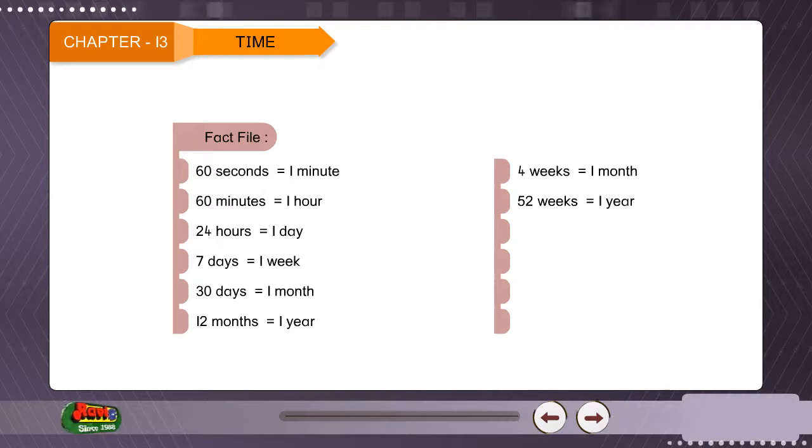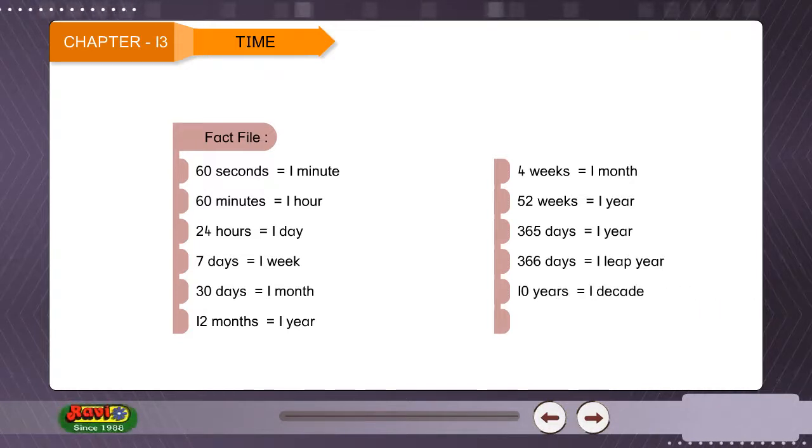52 weeks is equal to 1 year. 365 days is equal to 1 year. 366 days is equal to 1 leap year. 10 years is equal to 1 decade. 100 years is equal to 1 century.